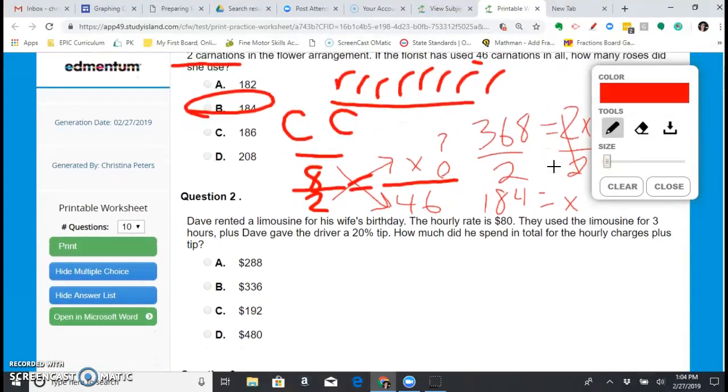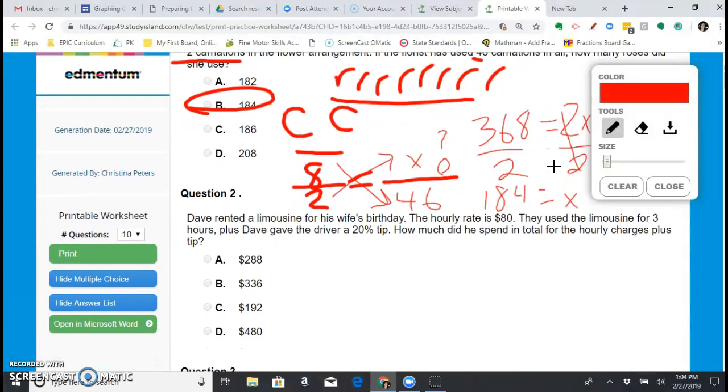Number 2, Dave rented a limousine for his wife's birthday. The hourly rate is $80. They used the limousine for 3 hours, plus Dave gave the driver a 20% tip. How much did he spend in total for the hourly charges plus the tip? Talk about real life, right?